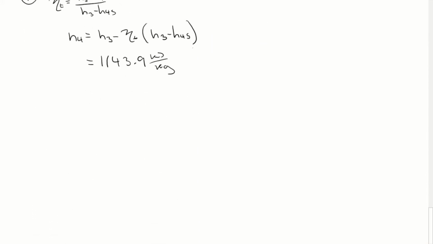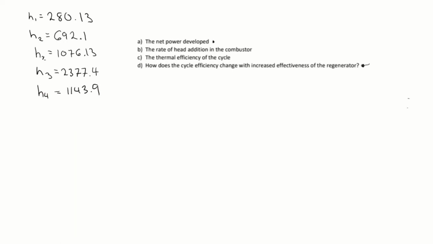So that was the end of the first part, where we're just trying to find all of the h's, and I'm going to write out a quick summary so that we can move on to the next part of the question. Now that we've solved for all the enthalpies, we can start solving our problems. So A is asking for net power. Net power is going to be the power produced by the turbine minus the power used by the compressor.